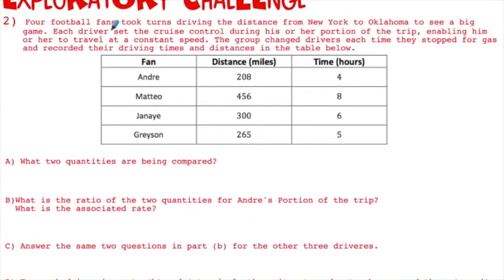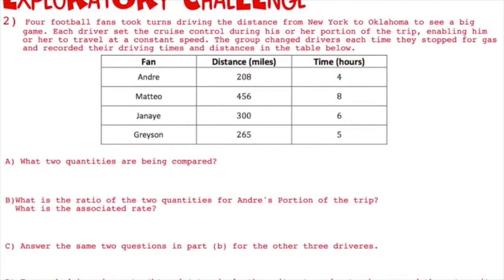All right, so 4 football fans took turns driving for the distance from New York to Oklahoma to see a big game. Each driver set the cruise control during his or her portion of the trip, enabling him or her to travel at a constant speed. The group changed drivers each time they stopped for gas and recorded their driving times and distances in the table below. So all of this would be important. Okay, so the distance would be important, the time, who it was, and then each of these numbers would also be important.